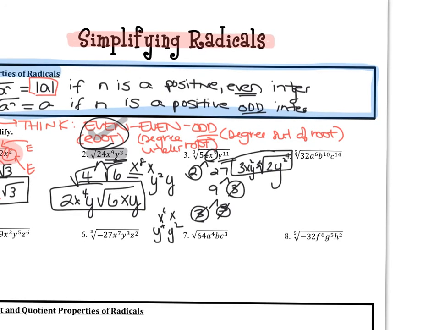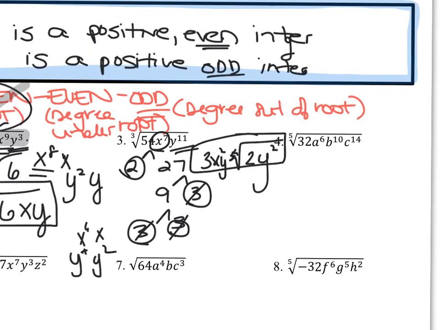If I come over here and I look at number 5. Number 5, again, it's a 5th root. And I'm not looking at number 5, it's number 4. So factors of 32, it's 2 and 16, and 8 and 2, and 4 and 2, and 2 and 2. So I have to have a group of 5. 1, 2, 3, 4, 5.